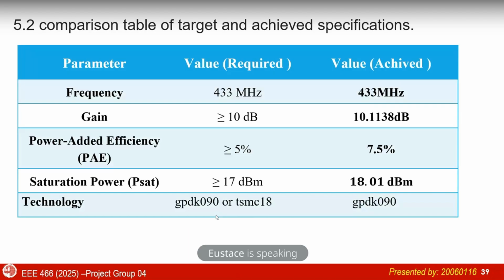As you can see, the comparison between target and our achieved specification. Our target was 433 megahertz, and we have devised the circuit for 433 megahertz. All parameters are optimized for this frequency. Our gain target was 10 dB, and we achieved 10.1138 dB. Our power added efficiency required was 5%. We have achieved 7.5%. The saturation power, which was required 17 dBm, we have attained 18.01 dBm. Our technology required was GPDK 90 or TSMC 18. We used GPDK 90 for this project.